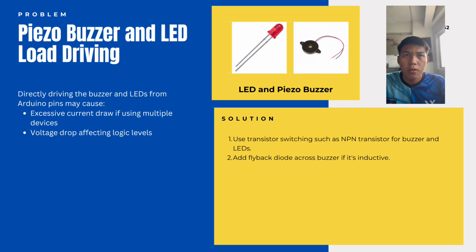So the solution for this problem is, first, use transistor switching, such as an NPN transistor, for the buzzer and LEDs. Like we use the NPN transistor as signal conditioning for this problem. And second, add a flyback diode across the buzzer if it is inductive.